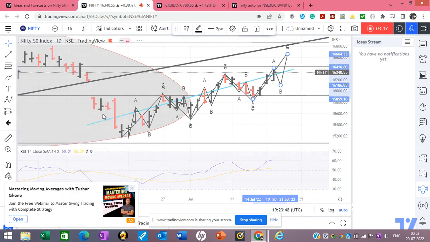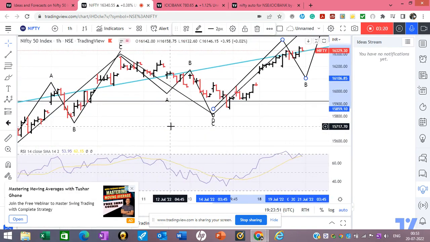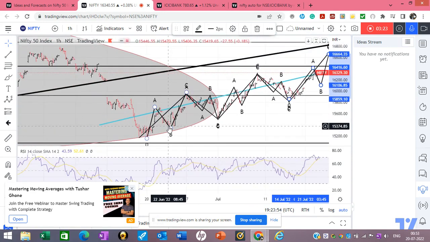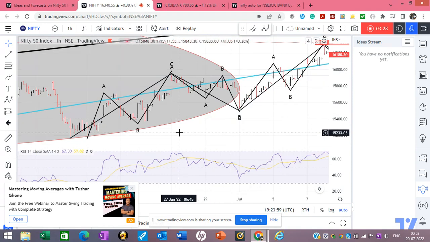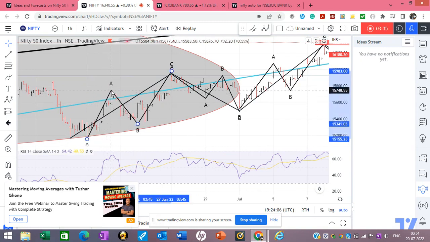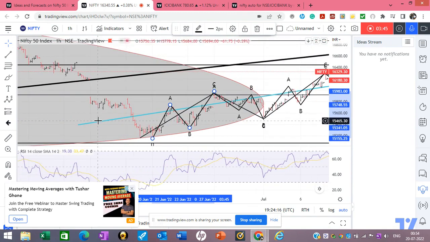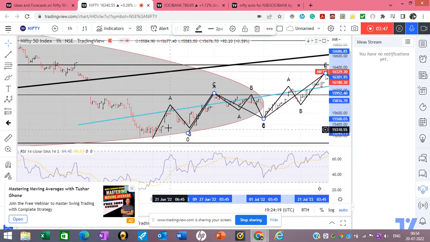Let me show you on an hourly chart. Now look at this hourly chart. One, two, three, four, and five. So on an hourly chart, you'll find five waves. Generally gap up, gap down happens in a third wave. Look at this. There's a gap up on an hourly chart. This is the third wave. Finish four, five, and then again you have this five wave.